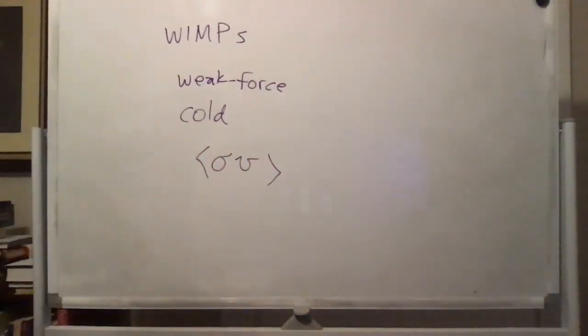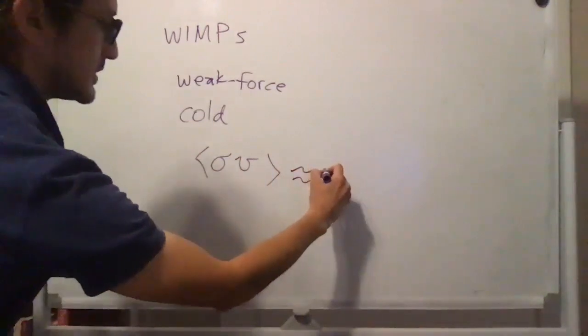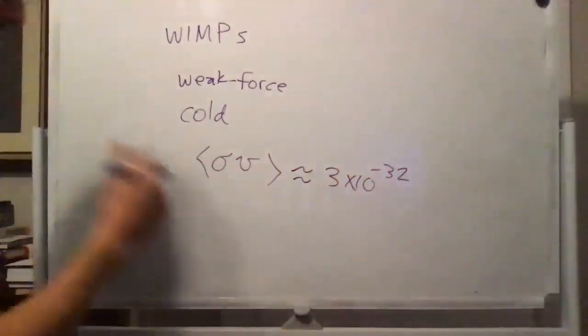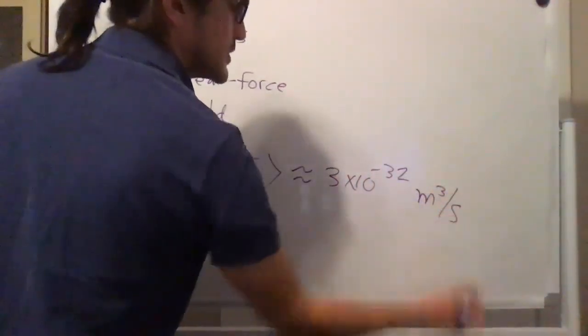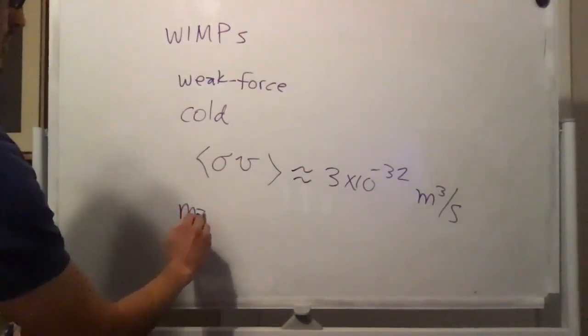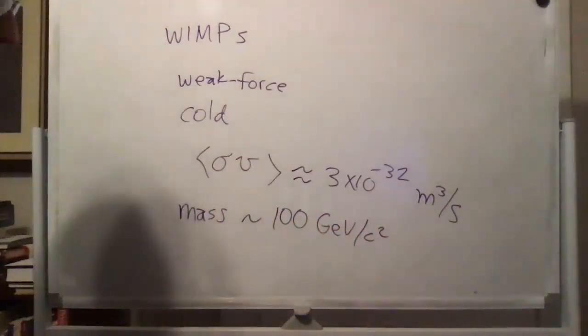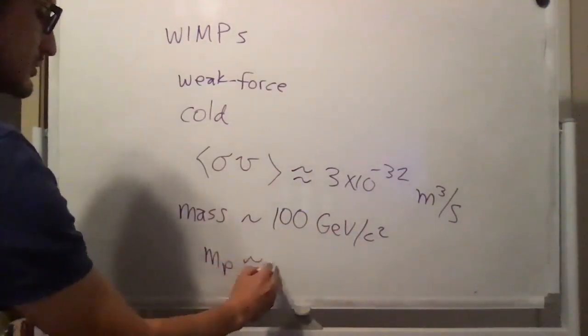And this one we have seen often. So it has to be about 3×10^-32 meter cubed per second, substantially lower than the cross section for hydrogen interacting with something like that. Based on these characteristics, you can get the mass of these particles. It should be about 100 gigaelectron volts, and the mass of the proton is about 1 gigaelectron volt.